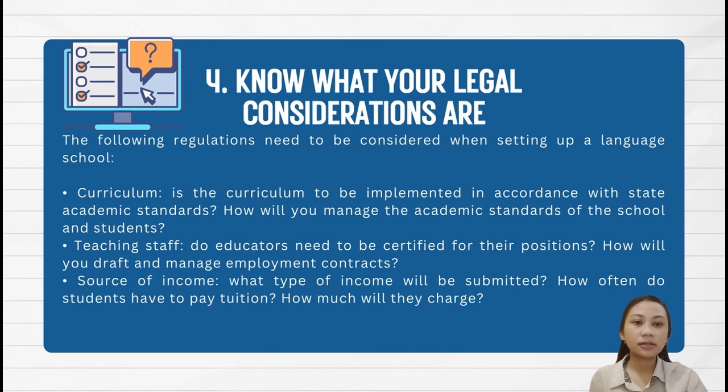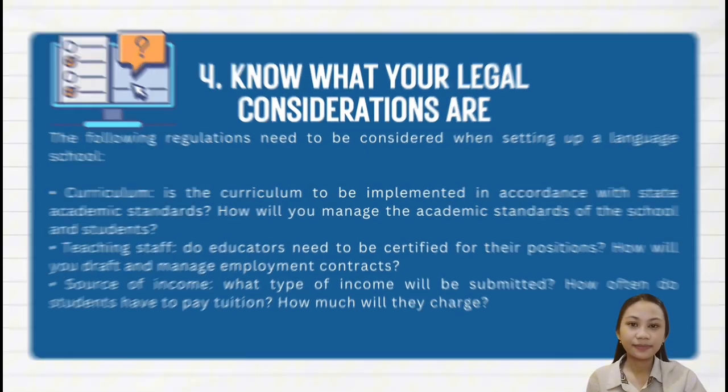The last is source of income. Determine the type of funding to support school operations. Determine the school fee payment schedule, or do students pay every month, semester, or every year. Ensure it fits the capabilities and needs of their parents. And finally, determine the educational costs that will be charged to the students.